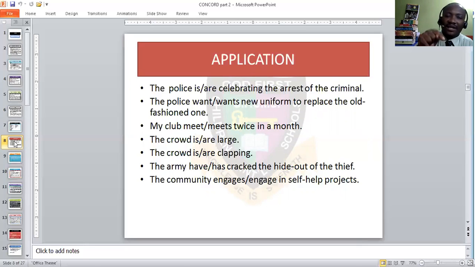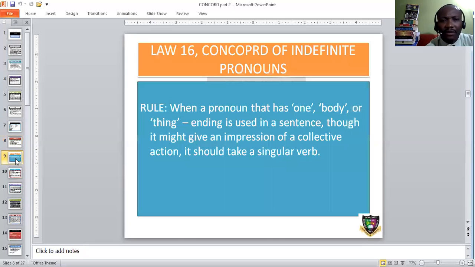Now, everybody in that club is performing an action. Everybody is doing something. As plural, the crowd are clapping. The army have or has cracked the hideout of the thief? This is investigative ability. Everybody is doing something, so it's plural. The army have cracked the hideout of the thief. The community engages or engage in self-help project? The community, everybody is doing something, every Dick and Harry, engage, give it plural.